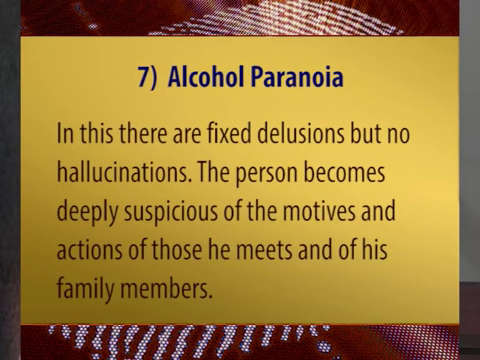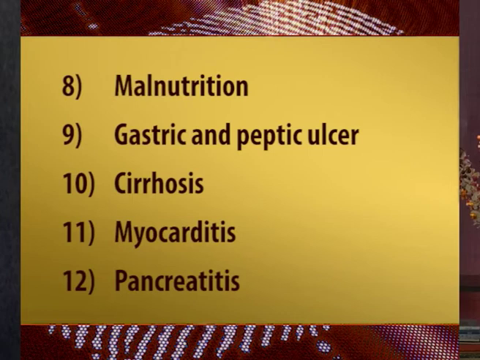Alcohol paranoia. In this, there are fixed delusions but no hallucination. The person becomes deeply suspicious of the motives and actions of those he meets or of his own family members. Other complications include malnutrition, gastric and peptic ulcer, cirrhosis, myocarditis, pancreatitis.